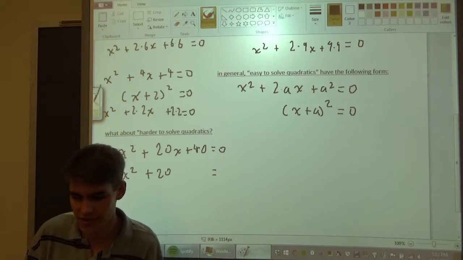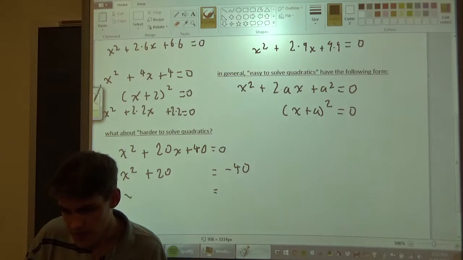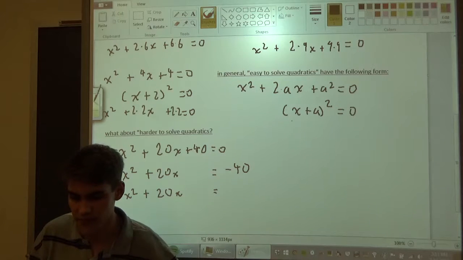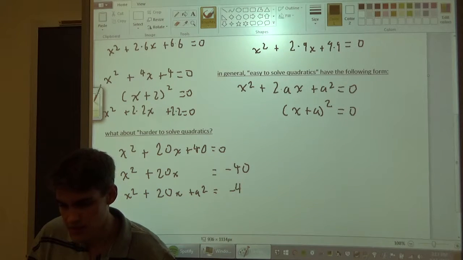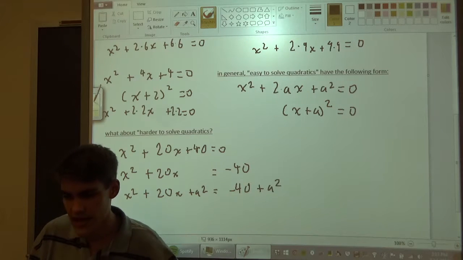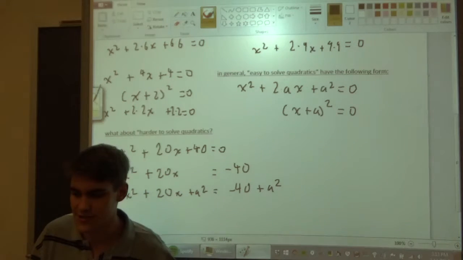The first thing I'm going to do is, well, an easy to solve quadratic doesn't have this 40. 40 is not the square of anything. So I'm going to move it over here, leave a little space here. Next thing I'm going to do is notice that there's an x missing here, but also notice that there's no a in my quadratic yet. So I'm going to add the a squared to both sides. We're just trying to get this harder to solve one to look like the easier to solve one.